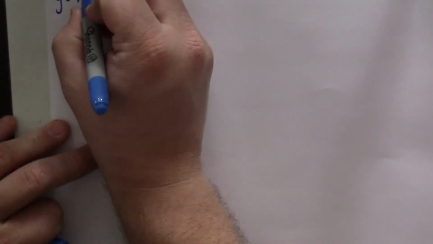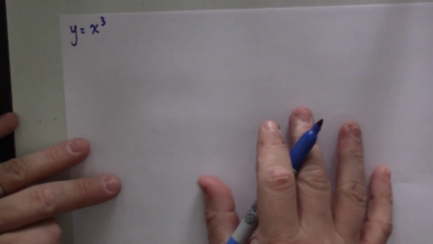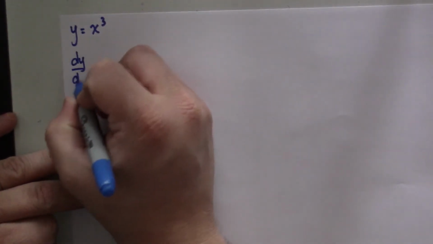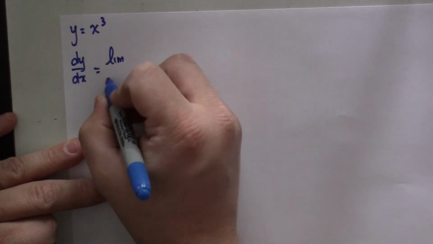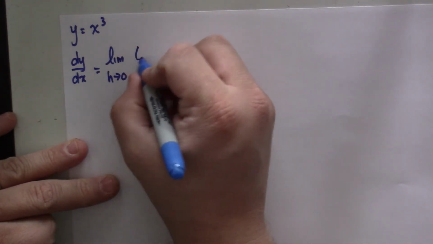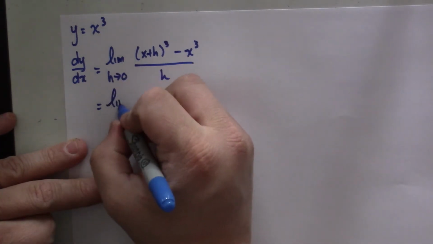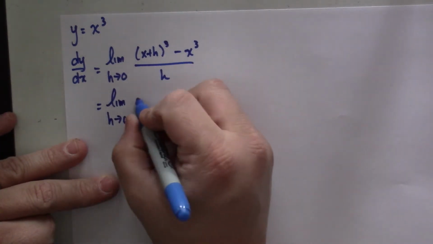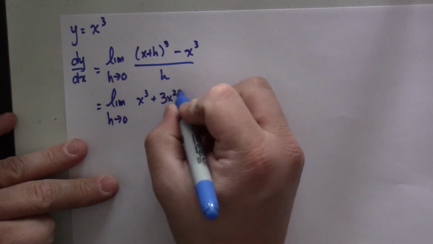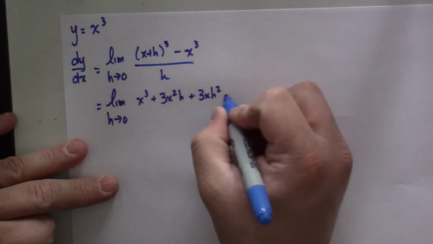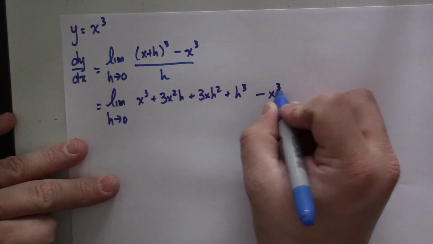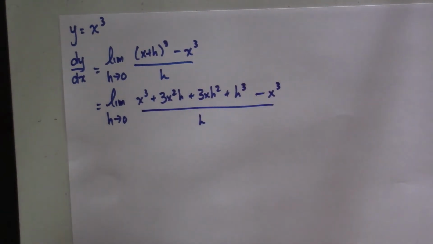So let's go ahead and amp it up one more time to, let's do y equals x cubed. Okay, so that one's pretty straightforward. So I want dy dx, so that's the limit as h goes to 0 of x plus h cubed minus x cubed over h. Through the binomial theorem, I've got x cubed plus 3x squared h plus 3xh squared plus h cubed minus x cubed all over h.